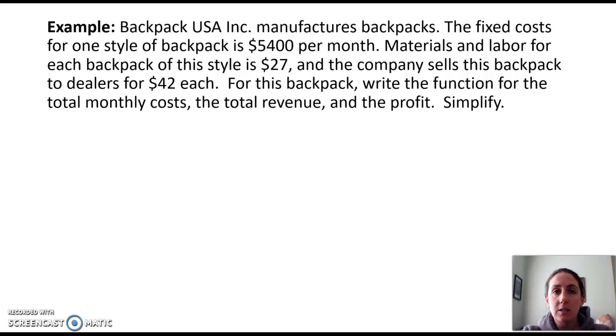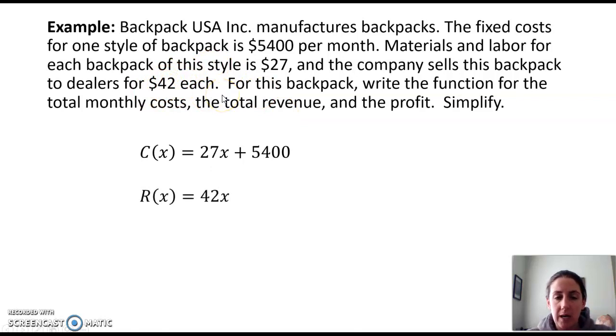So remember, our cost is our total cost. We have how much you have to pay no matter what, plus how much you have to pay per backpack. So that turns out to be $27 per backpack, where x is the number of backpacks, plus no matter what, even if you make 0 backpacks and this term completely goes away, you still have to pay $5,400 in fixed costs. Remember, your revenue is price times quantity, so how much you're selling them for times how many you sell, 42x.